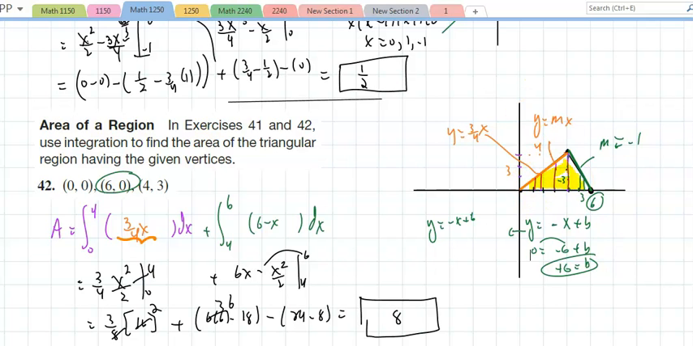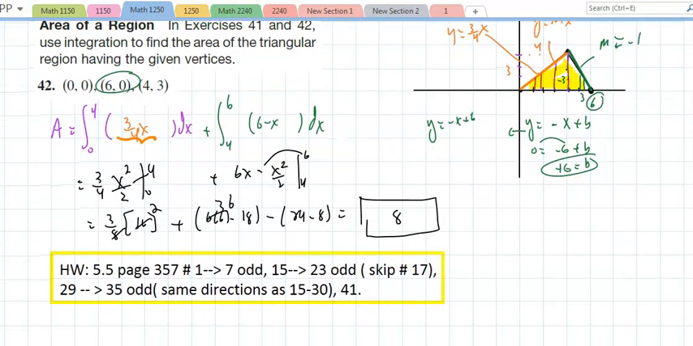And the homework is right there on 5.5, number 1 through 7 odd, 5 to 23, skip number 17. On number 29 through 35, keep the same directions as 15 through 30. Just find the area, ignore all the remaining directions, and do number 41.